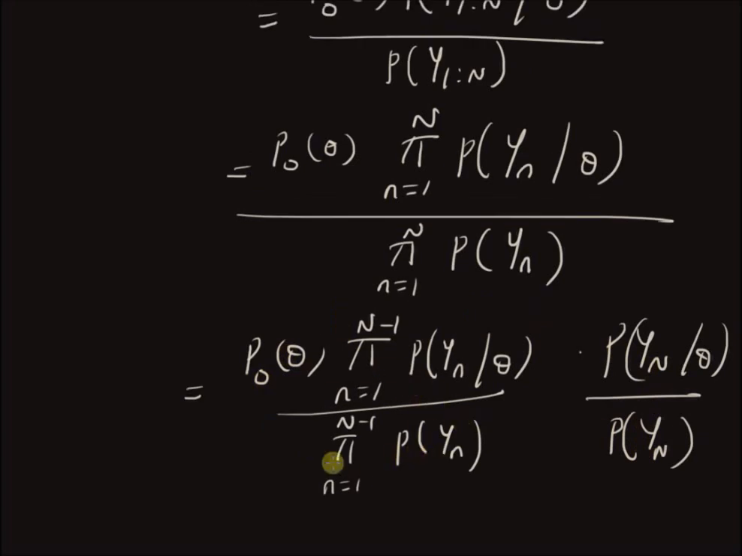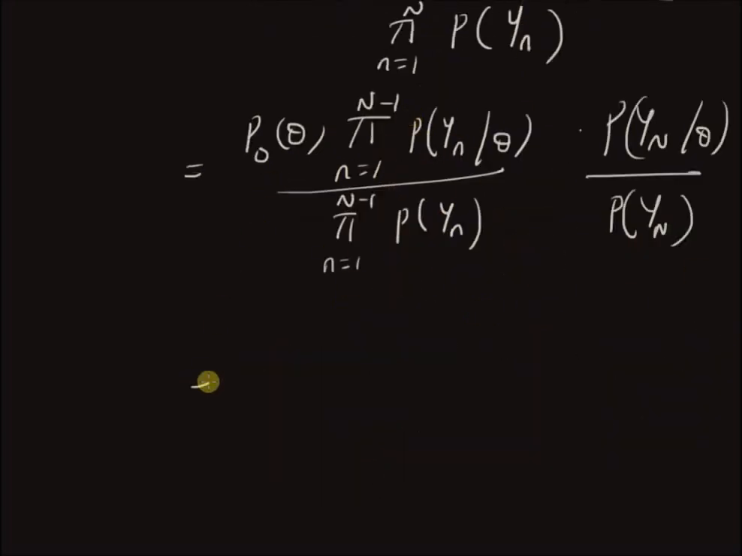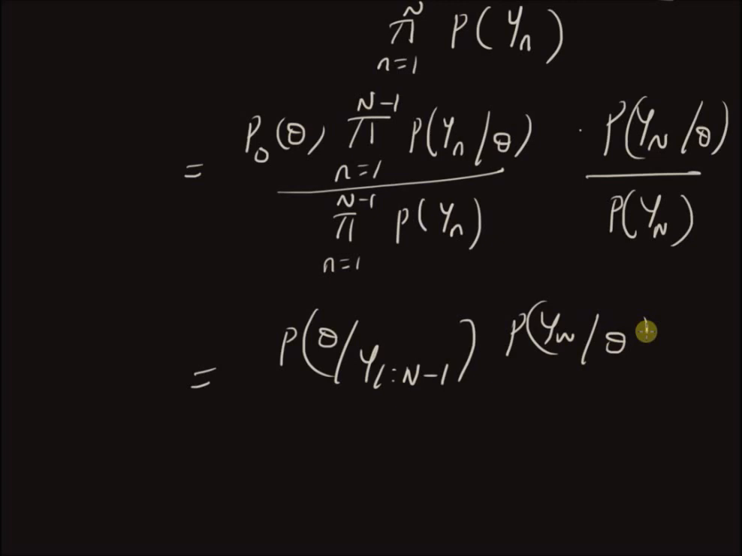So now by comparing this ratio with this ratio, we can clearly see that this one is actually equal to P of theta given y1 to n minus 1. That is the posterior given n minus 1 measurements, which basically becomes the prior before the nth measurement. And then we multiply with the likelihood of the nth measurement and divide by its evidence.